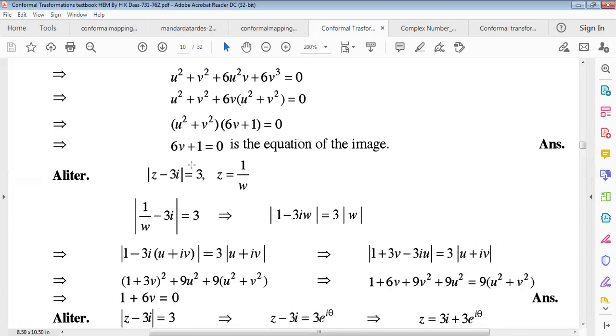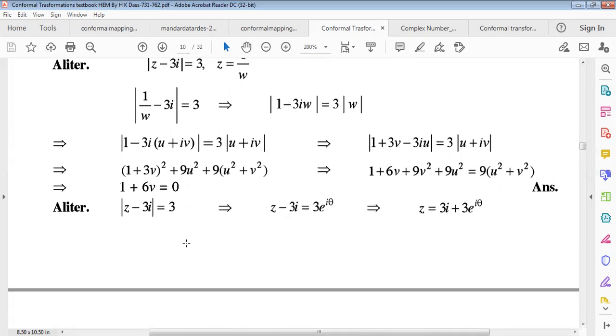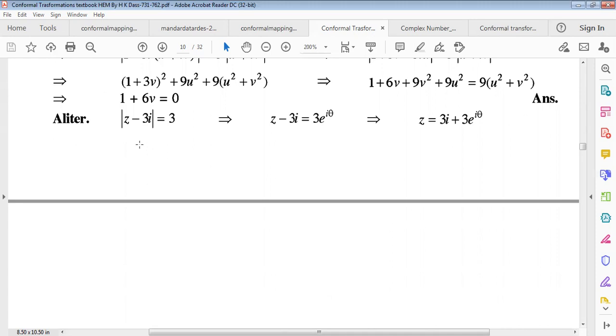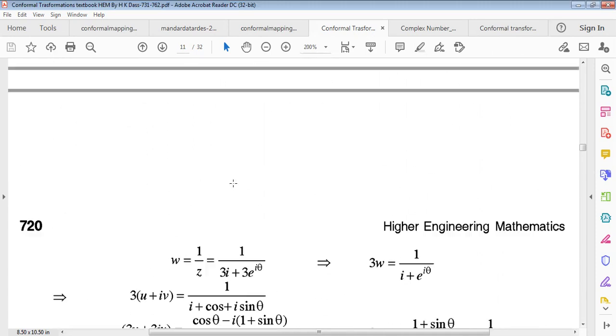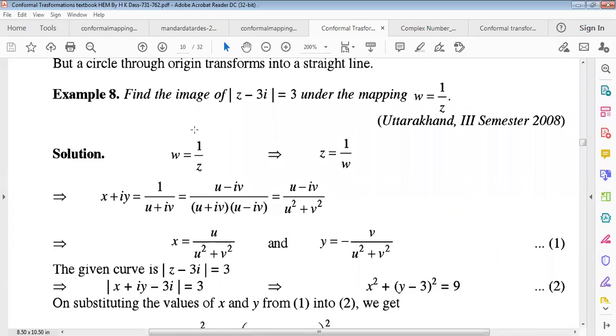Alternatively, you can use another method for finding this. This is the equation of a circle in complex number. Just put the value of Z here, but W equals U plus iV. A similar process we can write, and we can find the equation of the circle. This is the alternative process. You can use any process. I hope this is very easy for you.